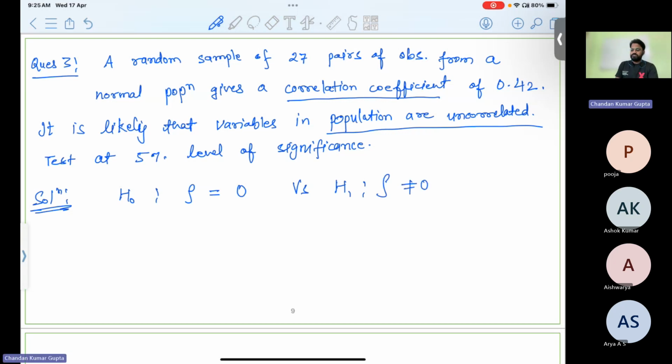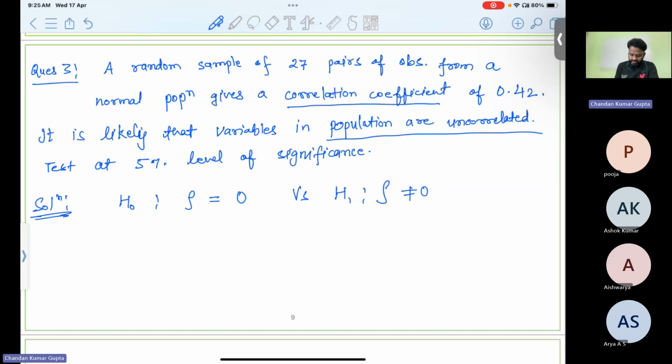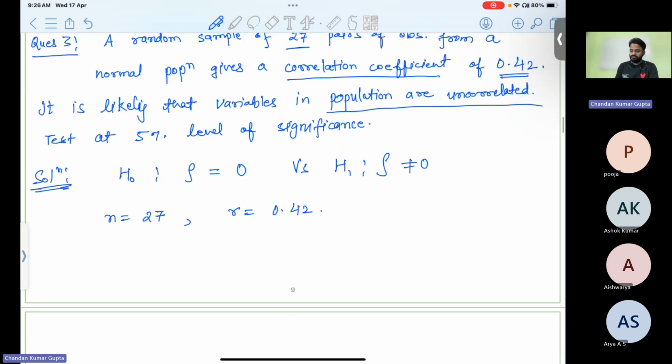Okay, so this is our hypothesis. What are the samples we are given? Here n equal to 27 and r is the sample correlation coefficient. This value 0.42 is calculated with the help of these 27 pairs of observations. So that means it is a sample correlation coefficient, which is 0.42. We are given these two.